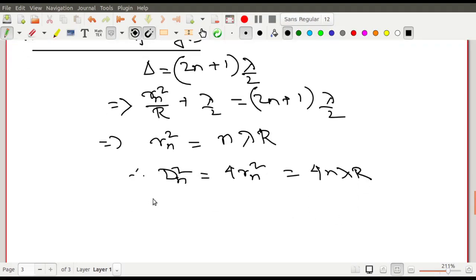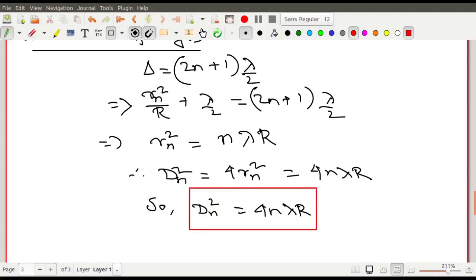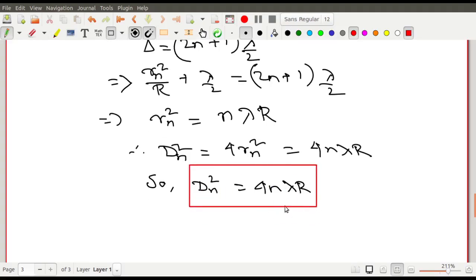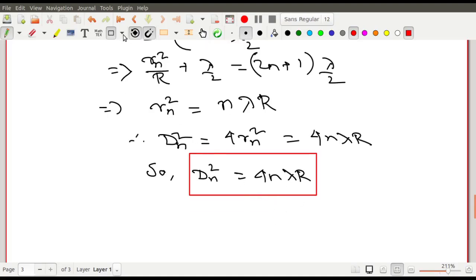So if I want to box it, what will be your dn square? dn square is equal to 4n lambda r. Very important result. This is very commonly used in experiments. I hope that you are accustomed to this in your practical classes, maybe if you have done it, or you will be.